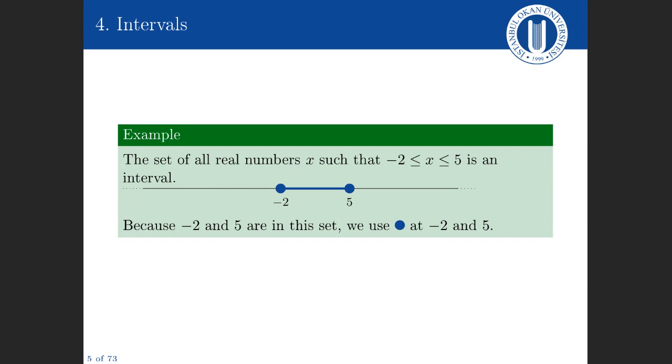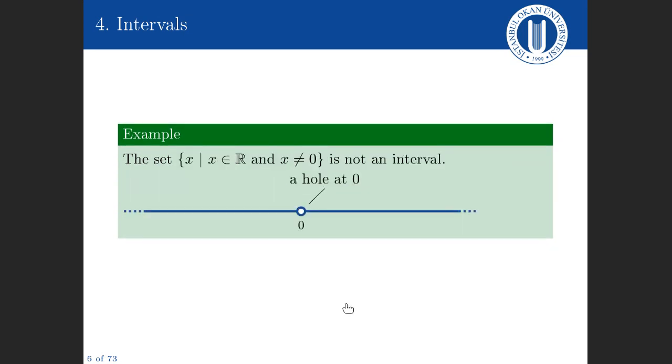The set of all real numbers x such that x is between -2 and 5 is an interval. Again, I tried to draw a picture. Because the endpoints, -2 and 5, are in this set, I've drawn a filled-in circle at -2 and at 5. The set of numbers x, such that x is a real number and x is not equal to 0, is not an interval. It's not an interval because we have a hole inside the set.